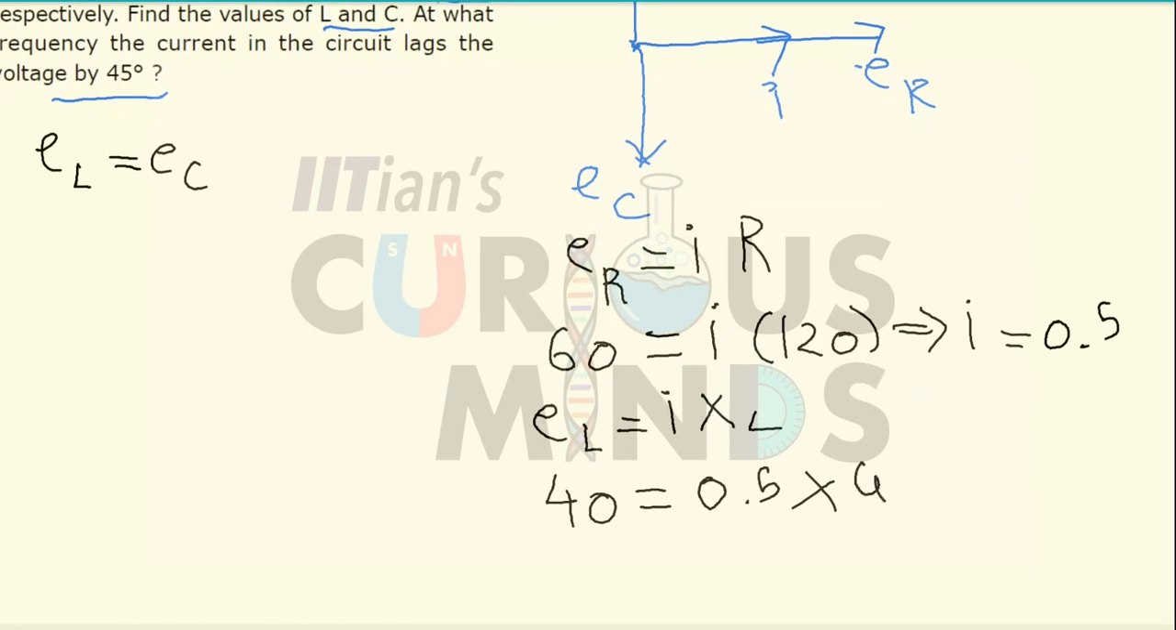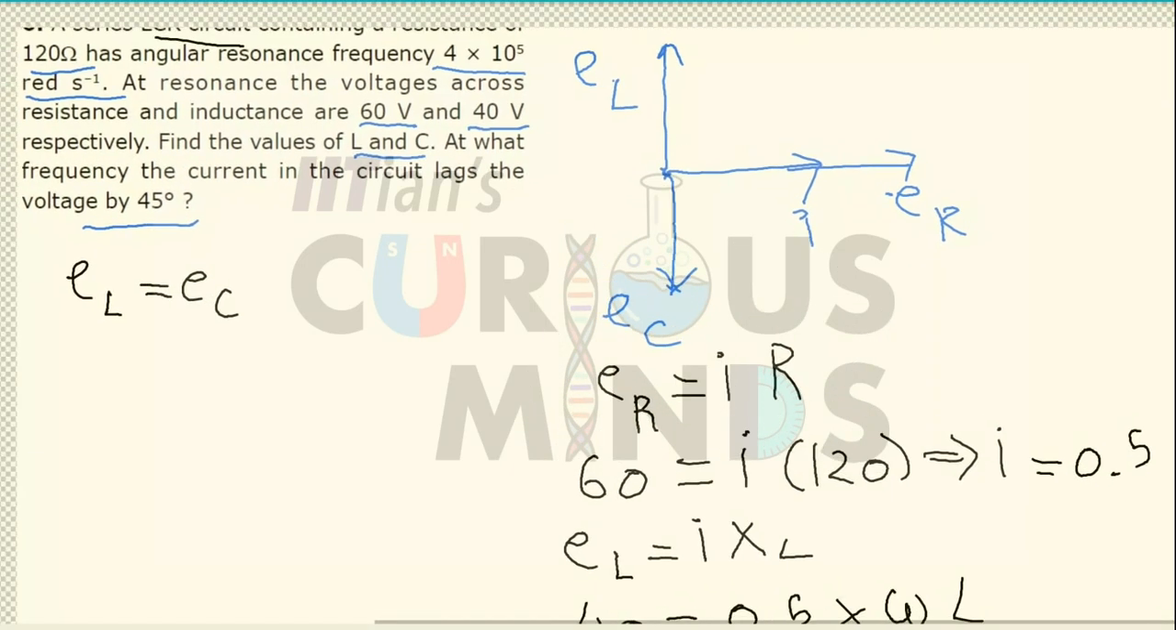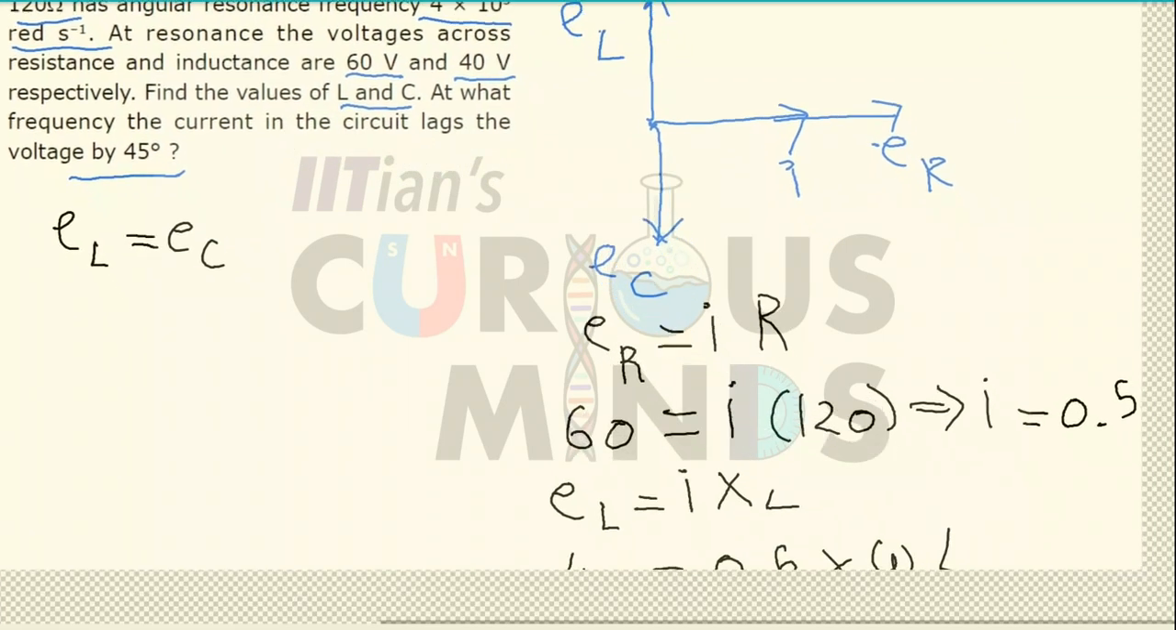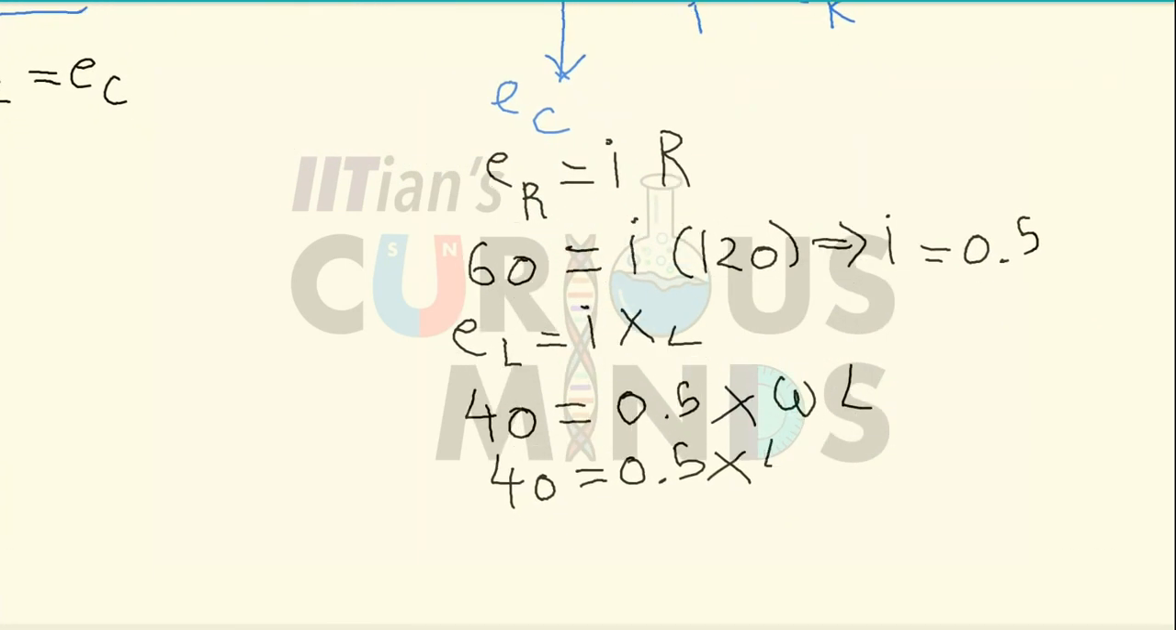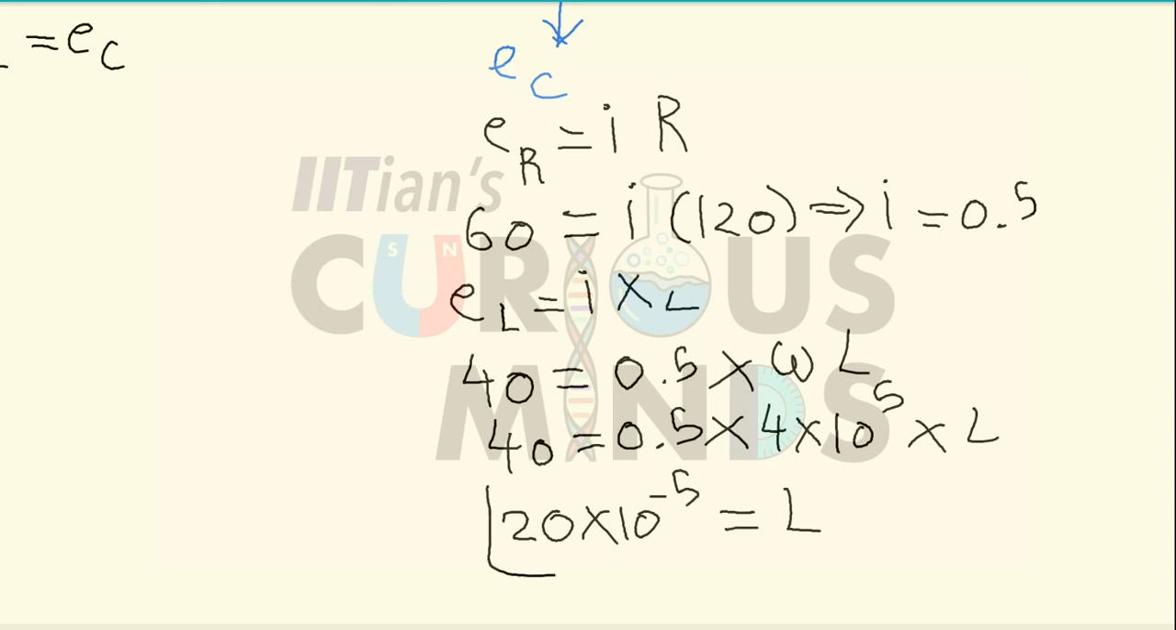XL will be equal to omega into L, okay. So omega into L will be equal to 40, which is 0.5 omega. The angular frequency is given as 4 × 10^5, so it will be equal to 4 × 10^5 into L. So now it will be equal to 80 divided by 4, which is equal to 20 × 10^-5. So 20 × 10^-5 will be the value of L. The value of L over here is 20 × 10^-5.